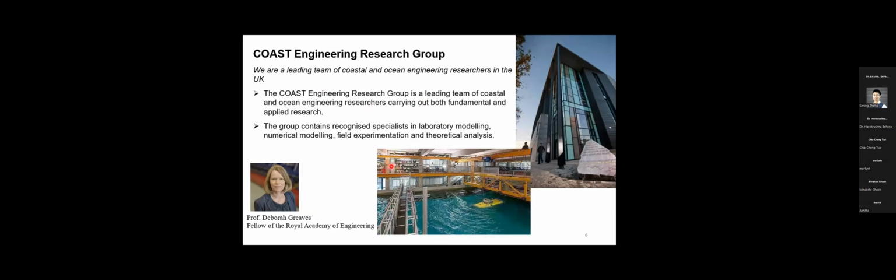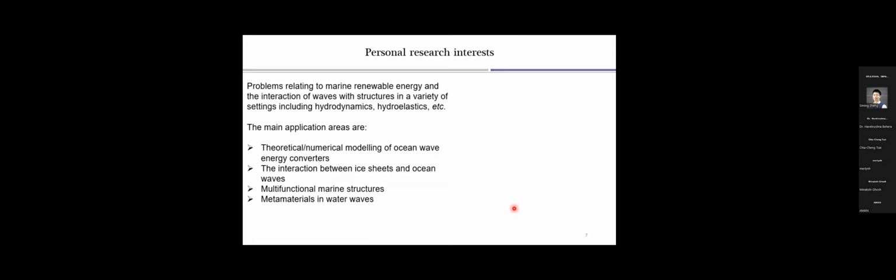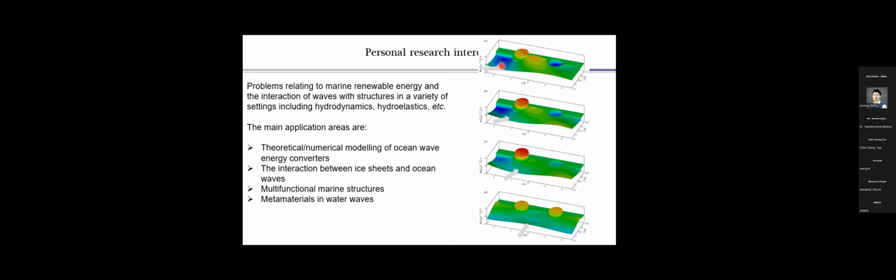Our team is settled in the Marine Building. On the ground floor, we have the Coast Lab. This figure shows the ocean basin in our lab. My research interests have been focused on marine hydrodynamics and hydroelasticity, for example, the theoretical modeling of wave energy converters. This figure shows the free surface around a pair of oscillating water columns along a breakwater.